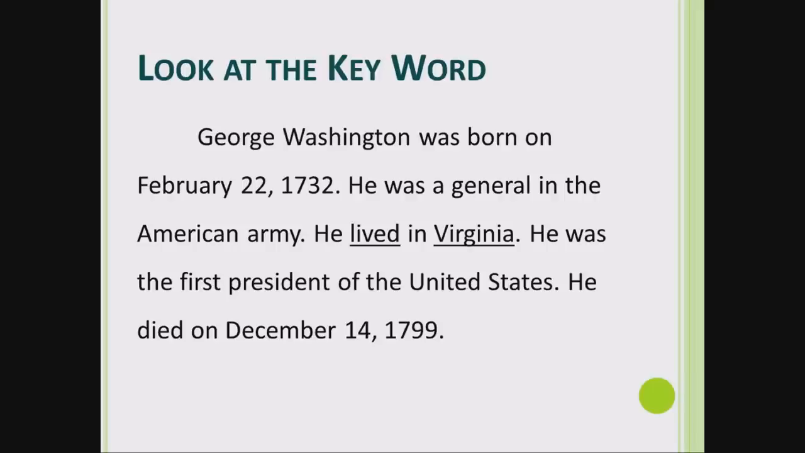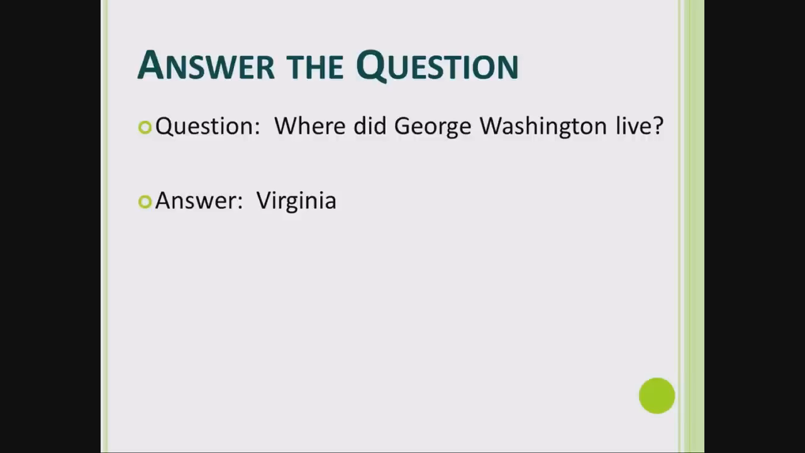Look at the key word. George Washington was born on February 22nd, 1732. He was a general in the American Army. He lived in Virginia. He was the first president of the United States. He died on December 14th, 1799. Answer the question. Where did George Washington live? Answer. Virginia.